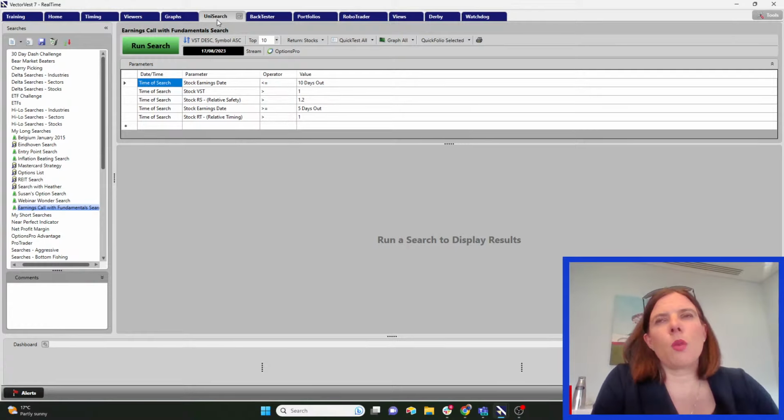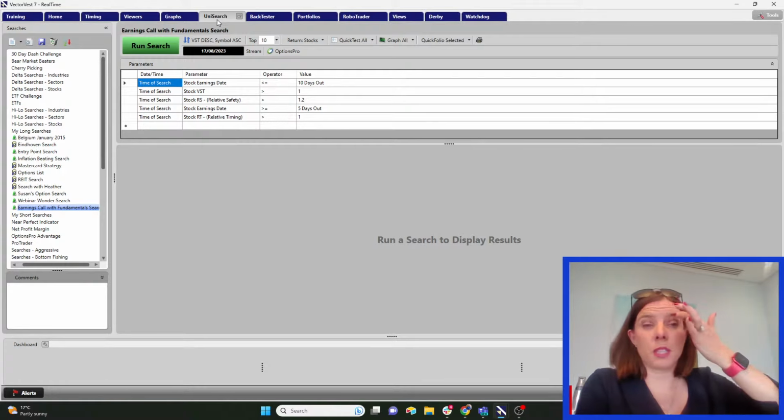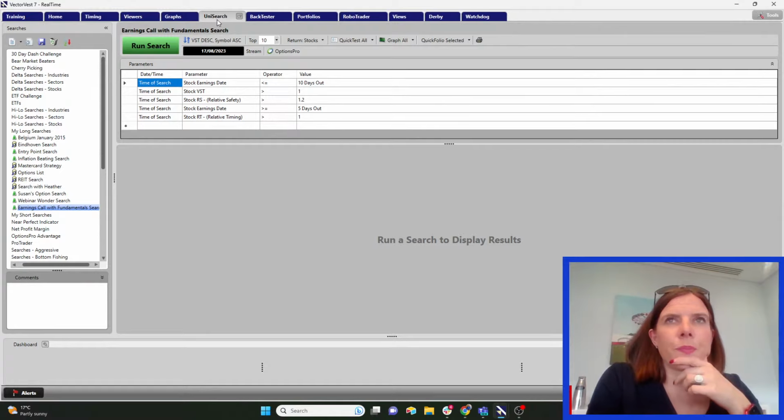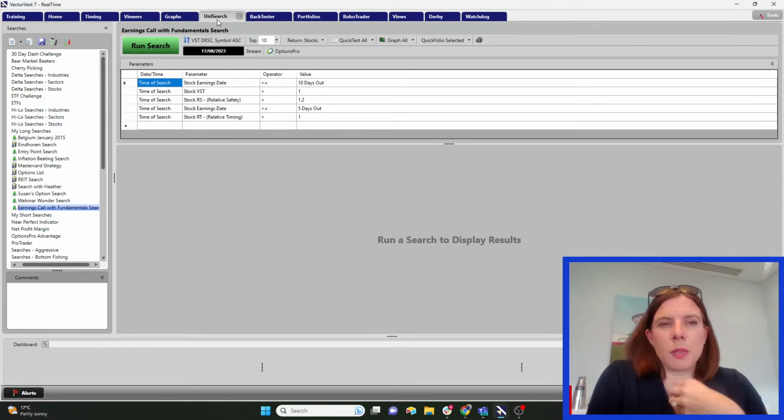Also bear in mind, if I see a stock in VectorVest that has a buy recommendation, it has to have VST above 1. It has to have RT greater than 1. Price needs to be above the stop price, and price needs to be diverging away from the stop price as well. Because of that, it gives me guidance that I do want to see VST above 1.